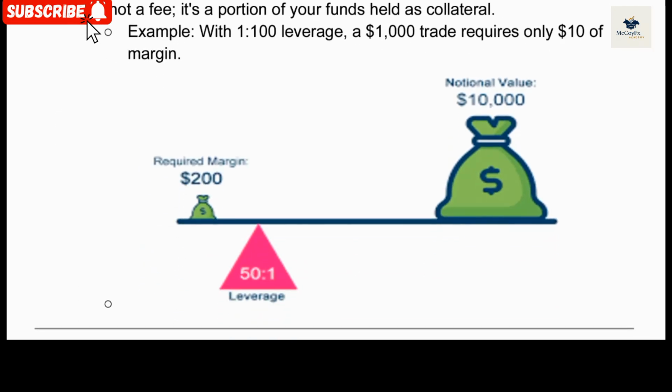So looking at the diagram here, we have required margin, which is $200, and here we are using a leverage of 50:1 leverage. Notional value is $10,000.